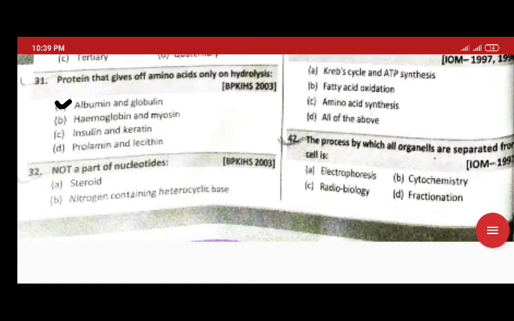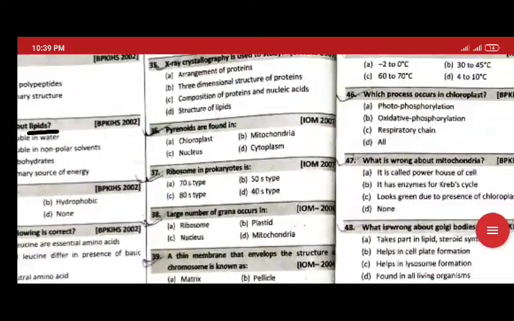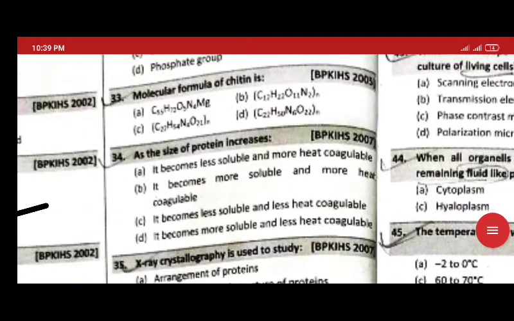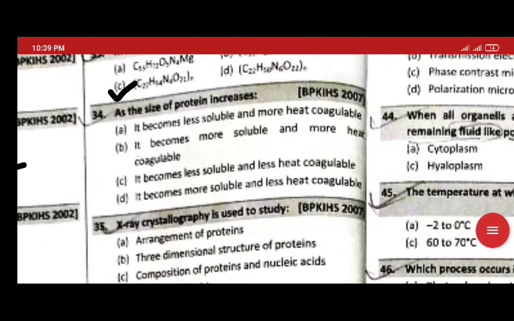Now, not a part of nucleotide. Steroid is not part of a nucleotide. So option A is right. Now we have the molecular formula of chitin. You should remember the molecular formula, this is 5, 4, 3 of N for 4, and this is 5 4. So C is right.